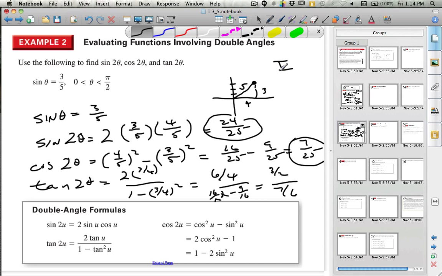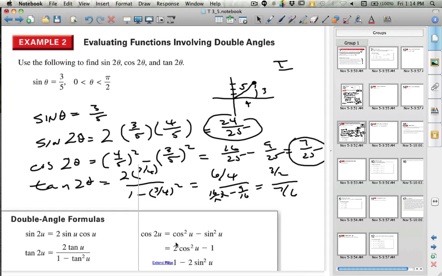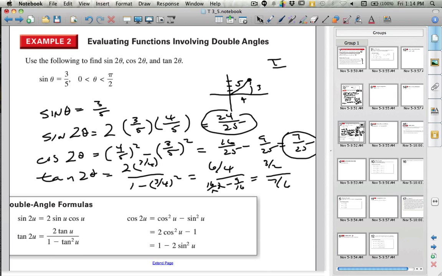And the last thing I'd want to do then is invert and multiply. So I'll have 3/2 times, I invert this, 16 over 7. This cancels out to be 8, and I'll get 24/7.